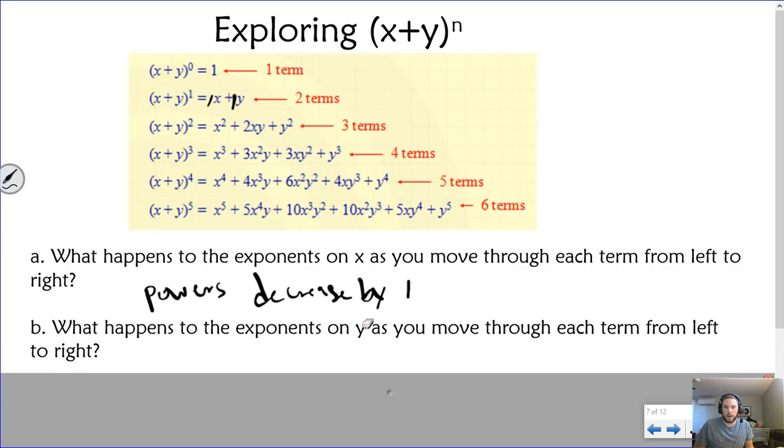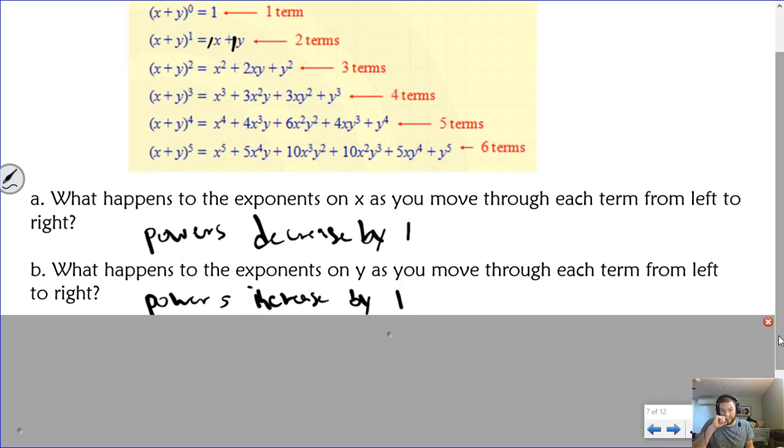What happens to the powers for y? Well, as we move from left to right, we notice that this is y to the 0, y to the 1, y to the 2, y to the 3, y to the 4, y to the 5. The powers increase. As we move from left to right, the powers will increase by 1. So they do the opposite: whereas the x's are getting smaller and smaller, the y's are getting larger and larger.